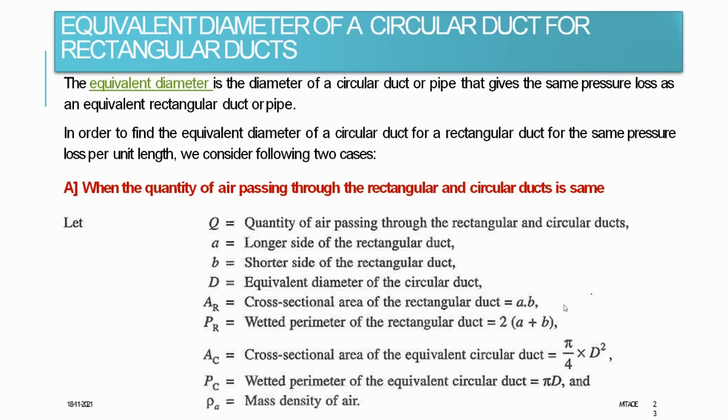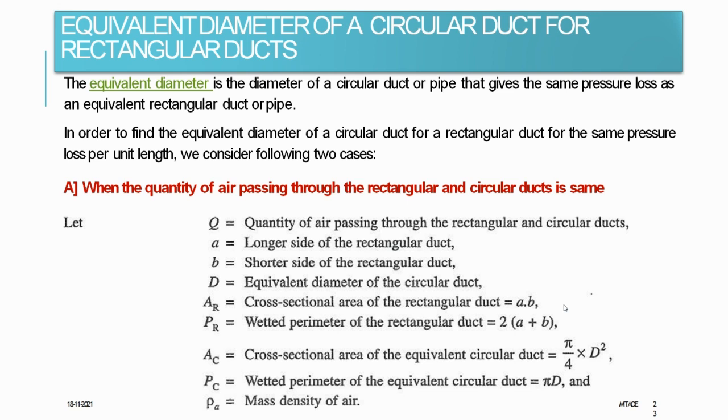In order to find the equivalent diameter of a circular duct for a rectangular duct for the same pressure loss per unit length, we consider the following two cases. The first is when the quantity of air passing through the rectangular and circular duct is the same, and the second is when the velocity is the same. These are the two cases here. We'll see them one by one.